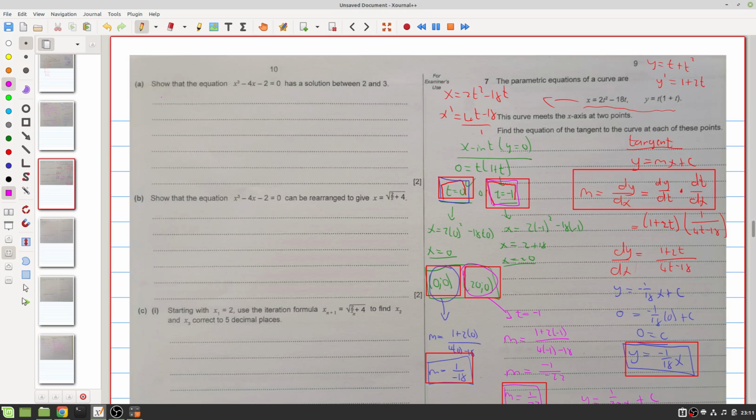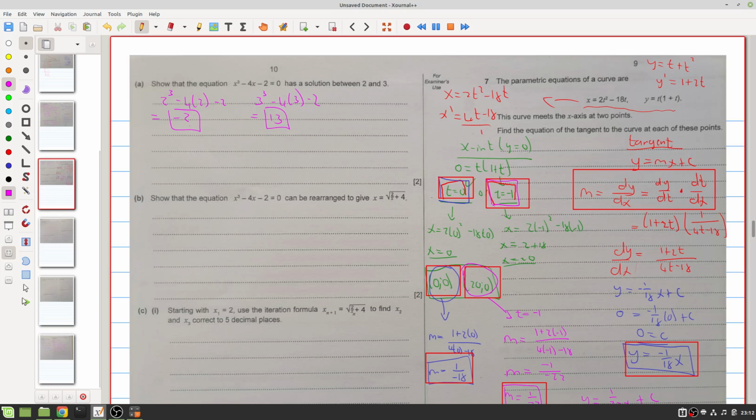So let's plug in 2. So 2 cubed minus 4 times 2 minus 2 is equal to, so that's 8, minus 8 is 0, minus 2 is -2. Okay, so there we have a negative value. Then we plug in 3. So 3 cubed minus 4 times 3 minus 2. That gives us 27 minus 12, which is 15. 15 minus 2 is 13. So that's a positive value. So one is negative, one is positive, so it has to cross the x-axis between these two points, between 2 and 3 somewhere. Okay, so that's enough to show that.